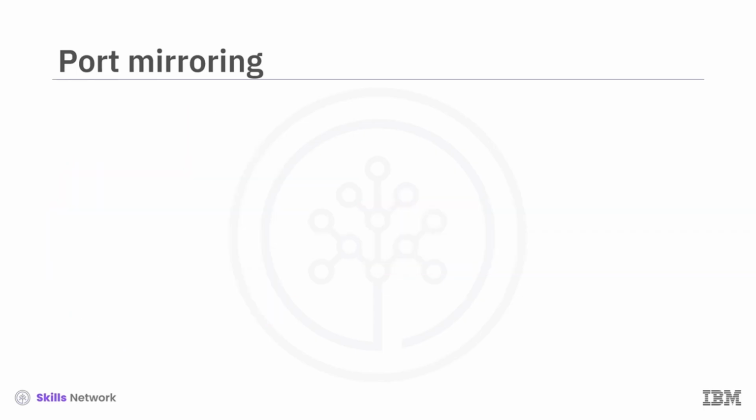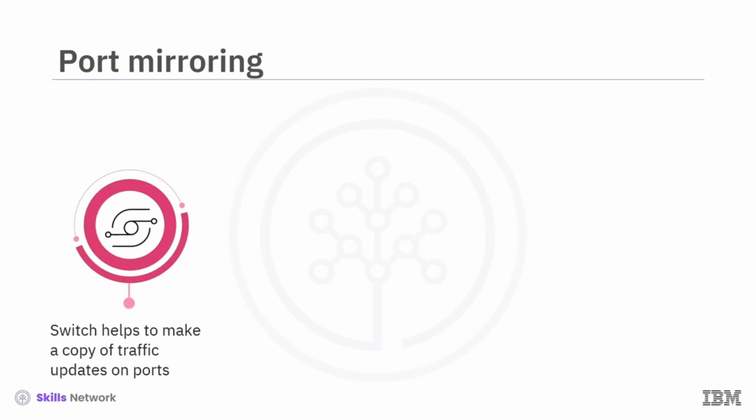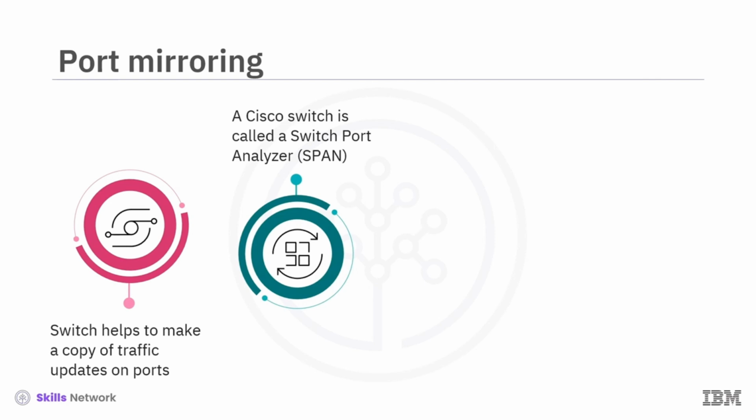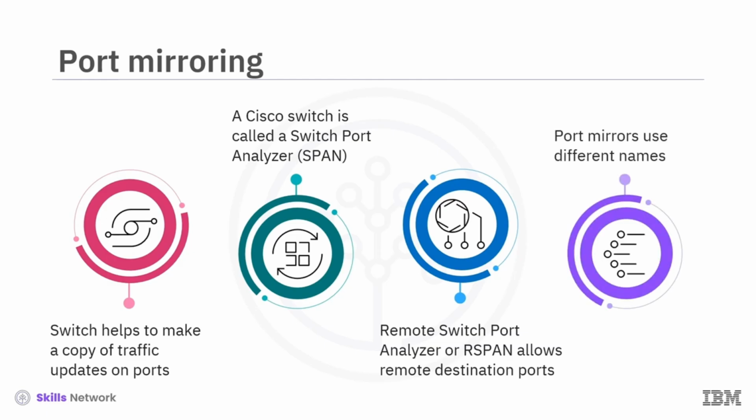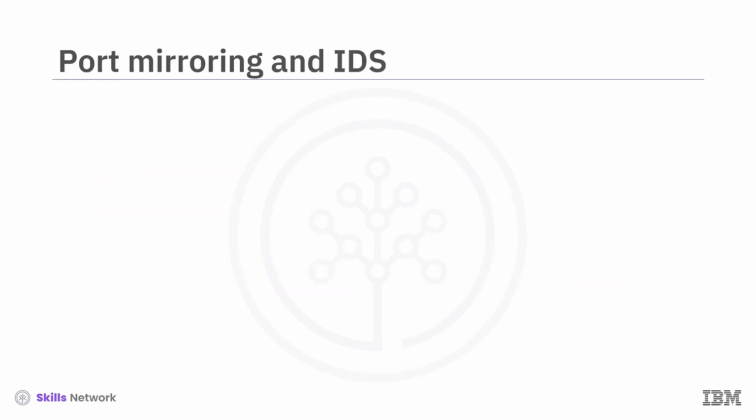Port mirroring is when a switch is configured to make a copy of all the traffic traversing one or more ports on that switch, and send the copied packets out to a single destination port. Port mirroring on a Cisco switch is generally called Switch Port Analyzer, or SPAN. There's also a Remote Switch Port Analyzer, or RSPAN, which allows the destination port to be remote, or on a switch other than the one doing the collecting. Different vendors use different names for port mirroring. 3Com, for example, calls it RAP, for Roving Analyst Port. However, if not used wisely, it can also be dangerous.